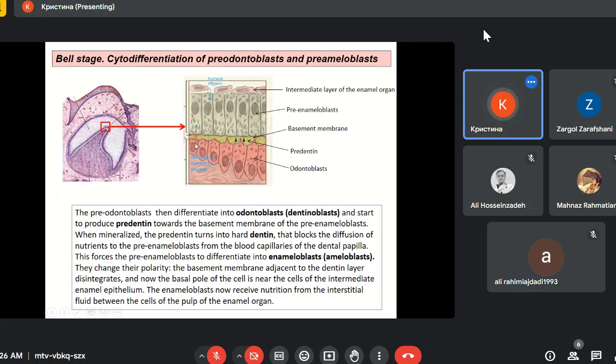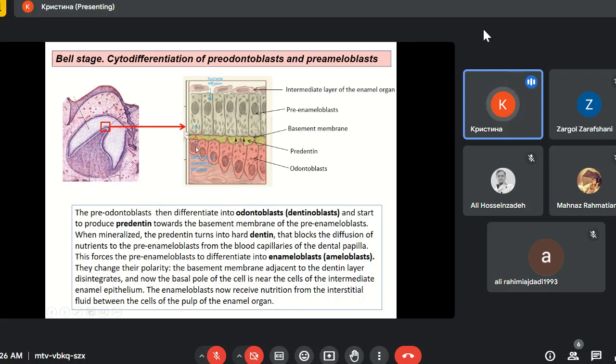So here we have pre-odontoblasts. Then they continue to differentiate into odontoblasts or dentinoblasts and start to produce predentin, the yellow in this picture. Predentin is composed of organic substances, of collagen and other proteins, and then predentin is mineralized, calcified, and becomes hard tissue.